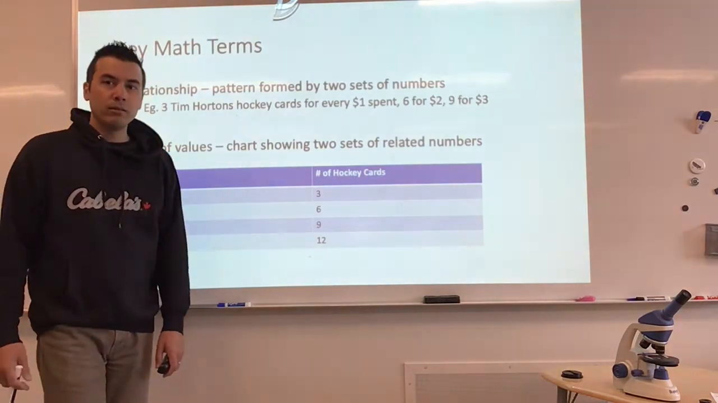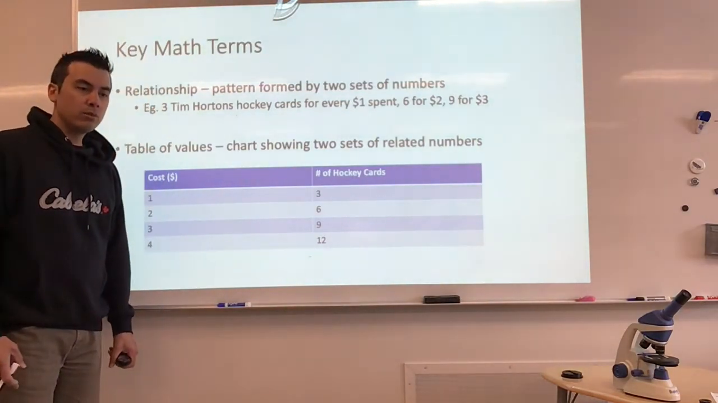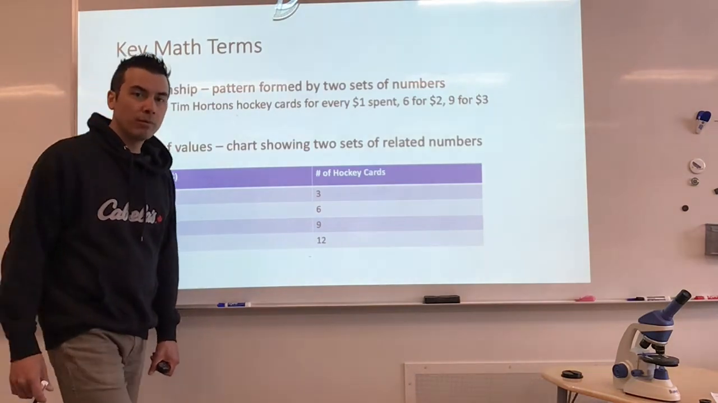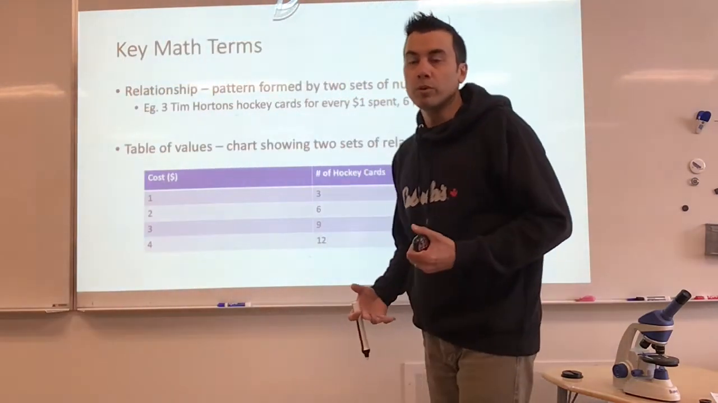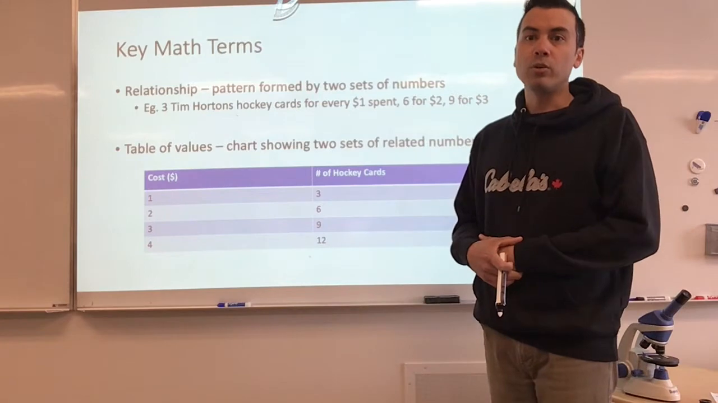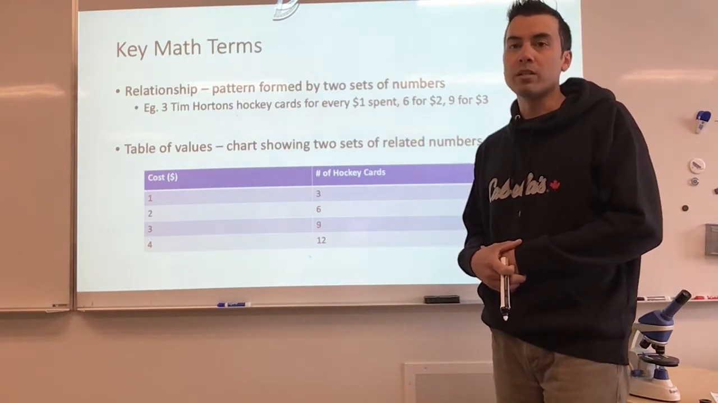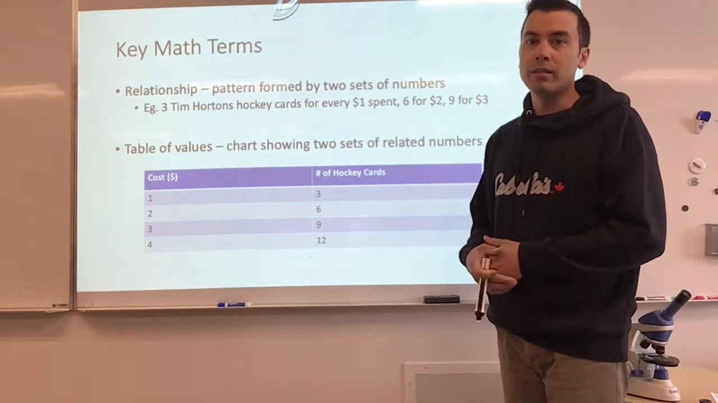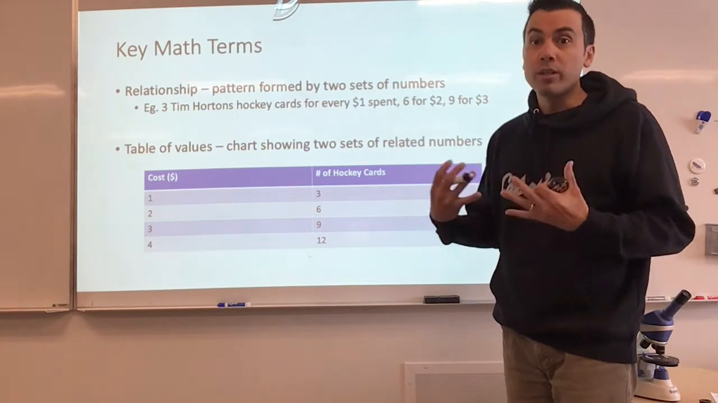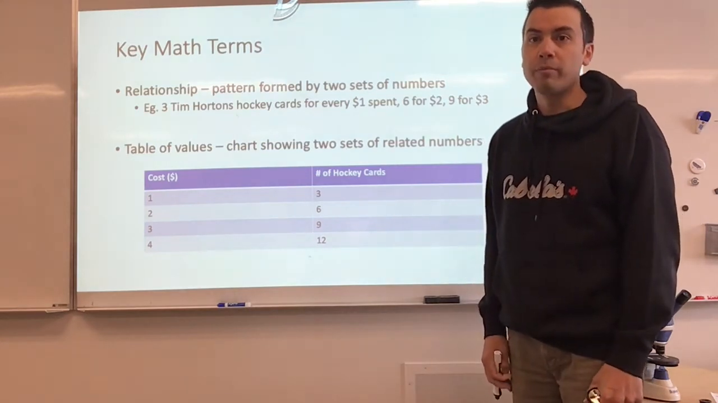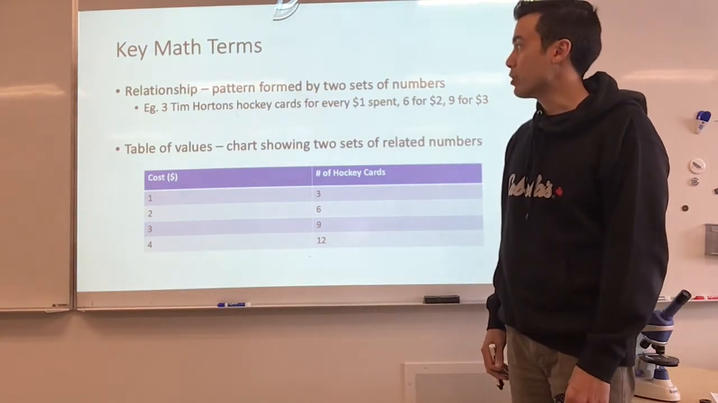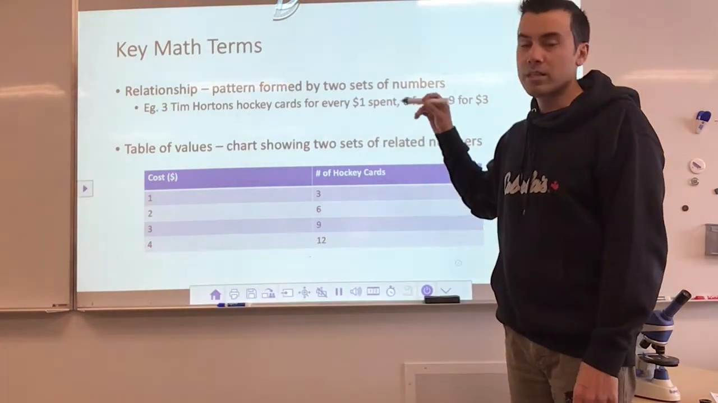So one of the key things is we are talking about relationships. We are going to have two sets of numbers that are going to relate to each other in some way. And you are going to see even a pattern emerging based on these relationships. So there's two sets of numbers.